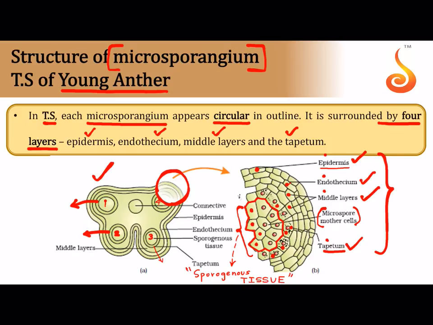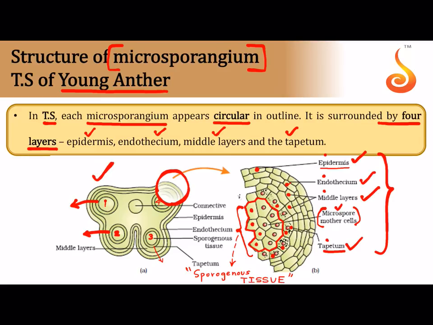Okay, so what is this mass of alike looking cells called? This mass of like looking cells are referred to as the sporogenous tissue. Why have they labeled a cell of this sporogenous tissue as a microspore mother cell? That we will come to in the next slide. So for now, in this slide, what did you understand?